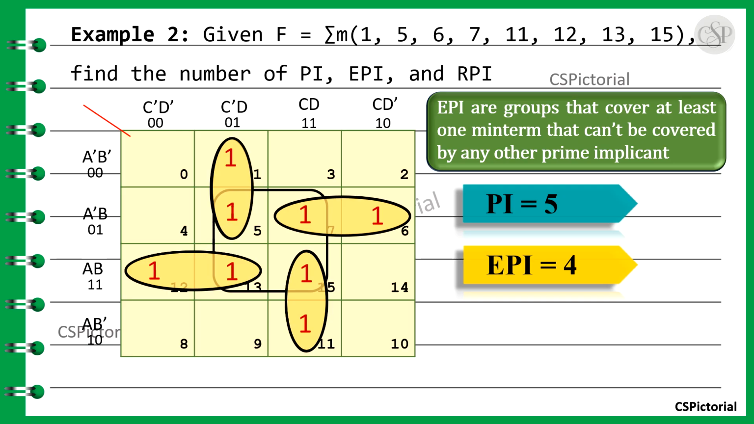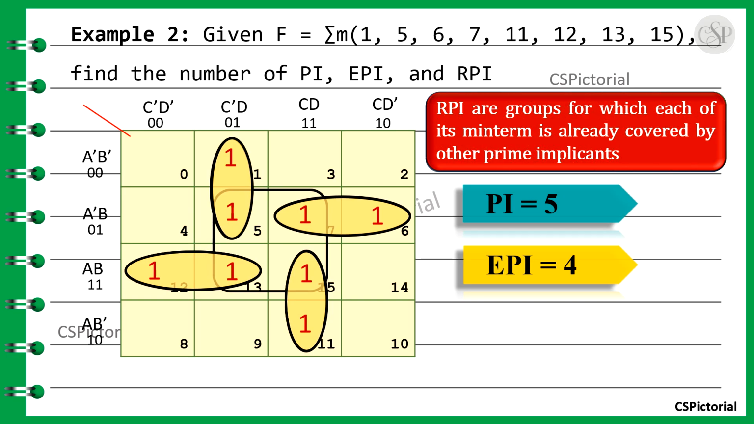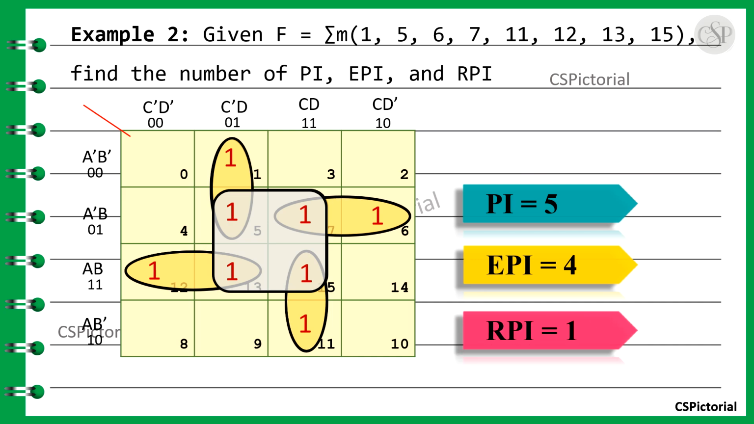Now let us find out RPIs. The groups for which each of its minterm is already covered by other prime implicants are the redundant prime implicants. Here, all the ones covered by this quad are already covered by other EPIs. So, this group becomes the redundant prime implicant. Finally, for this Boolean function, number of prime implicants is 5, number of essential prime implicants is 4, and number of redundant or non-essential prime implicants is 1.